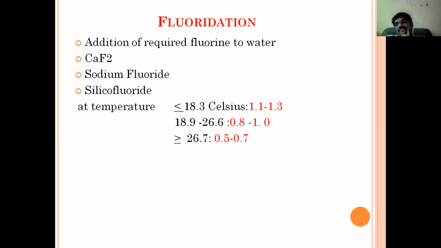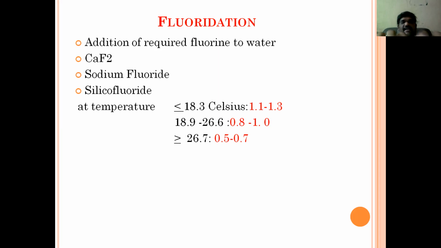In all the cases, of course, there are different combinations of fluoride components. I just mentioned only three, that is good: CaF2, sodium fluoride, silica fluoride. Based on the temperature, the fluoride will be added to the water. If it is less than 18.3 degrees Celsius, 1.1 to 1.3 ppm, and above 18.3 degrees Celsius, 0.8 to 1.0, and greater than 26.7 degrees Celsius, it is about 0.5 to 0.7 ppm.